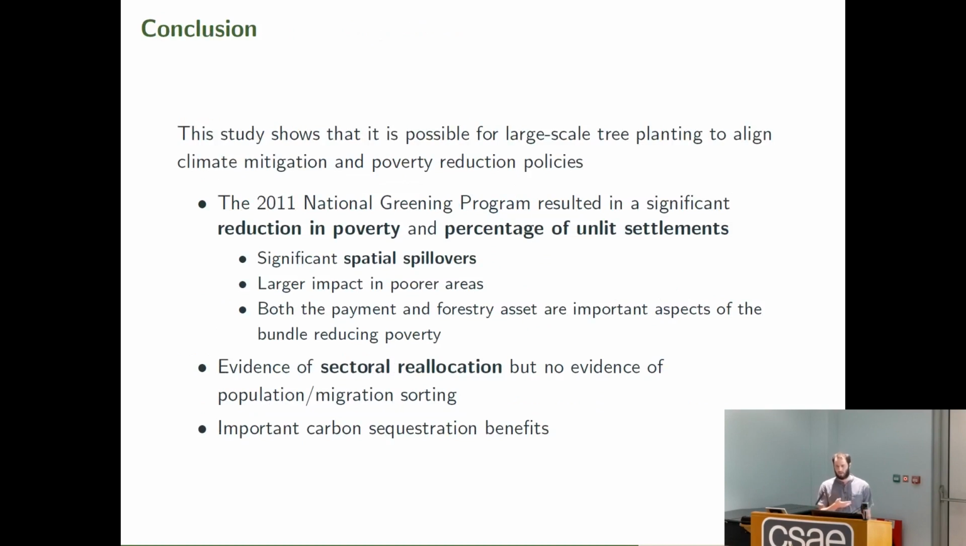So just in conclusion, we show that this NGP, this tree planting policy, can be used to reduce poverty as well as provide an environmental benefit. Okay, thank you.